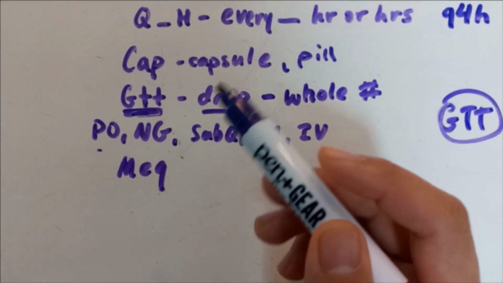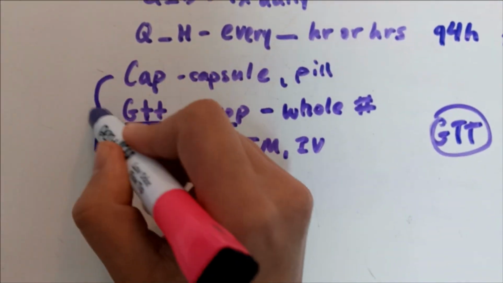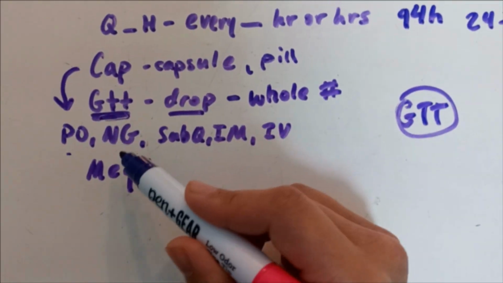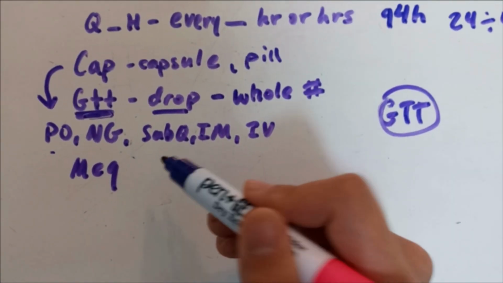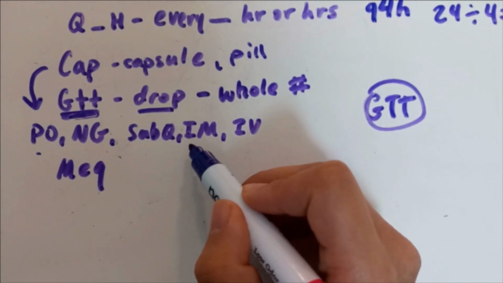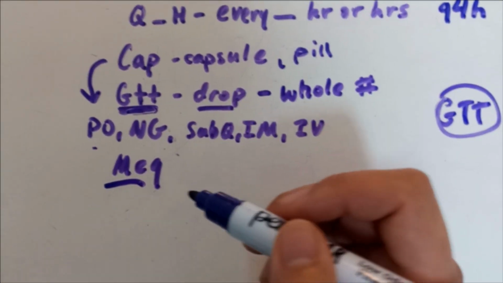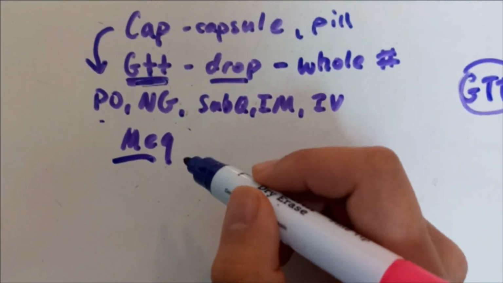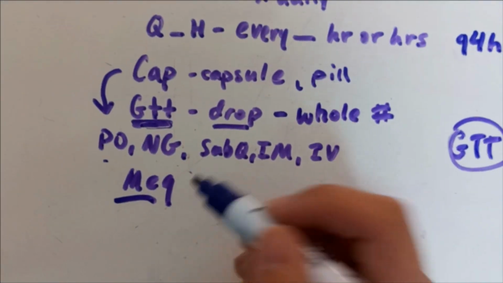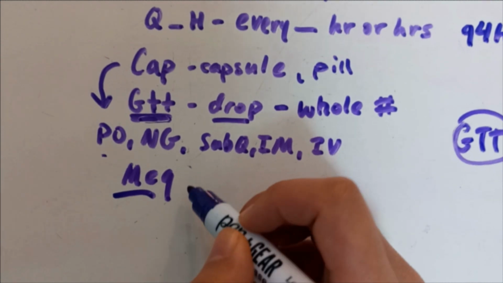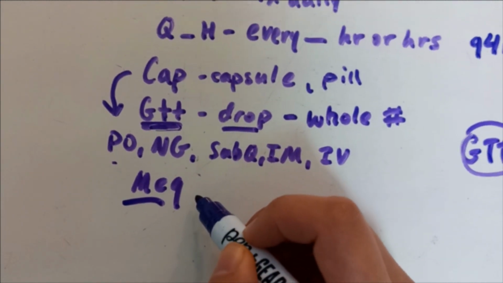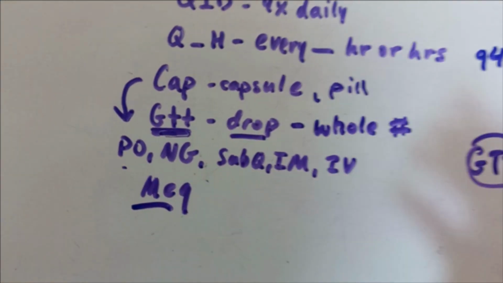Next we have the types of ways it can be given. So PO is per oral. That's usually going to be your capsule, right? NG is NG tube. Sub-Q is subcutaneous. IM is intramuscular. IV is intravenous. And then milliequivalence is just a type of measurement. I saw it on the HESI, but you can figure it out using what they give you in the question.